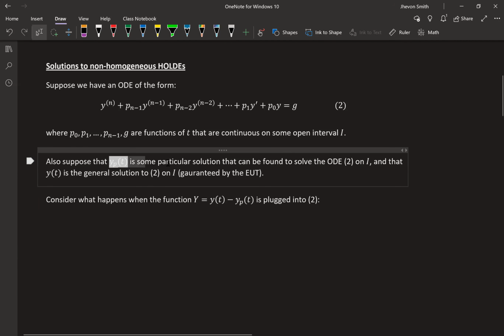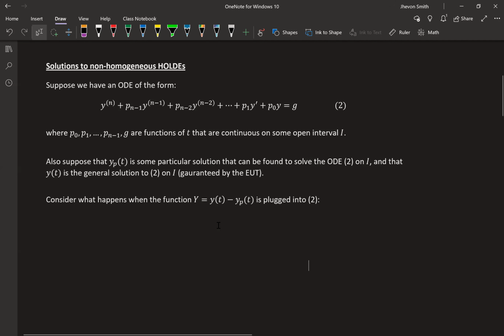Suppose yp is some particular solution. Now, there's various ways how you can get to this solution, but let's pretend that we could find a particular solution. There's one solution out there that's a specific guy that I can find. Tomorrow's class and the class after, I'm going to give you methods for finding this solution. But assume we can find a solution, and assume that y of t is the general solution, which was guaranteed by what I mentioned earlier.